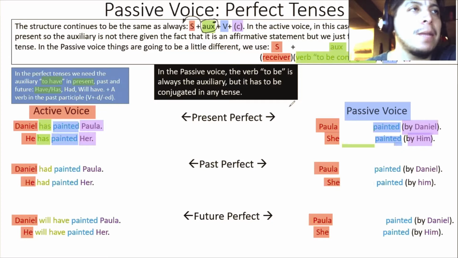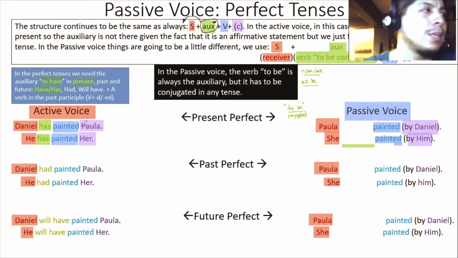The auxiliary for the passive voice is always the verb to be, but it has to be conjugated. So the verb to be in the present is are. The problem is that this is not the present. In the future, the verb to be will be. The problem is that this is the auxiliary for the simple future. No, what do we need? What tense is this? In this case, we are using the present perfect. So we need the verb to be conjugated in the present perfect, okay?